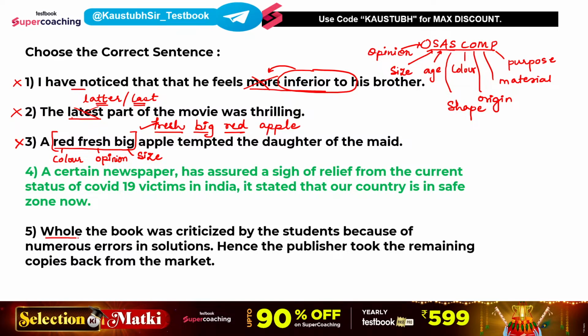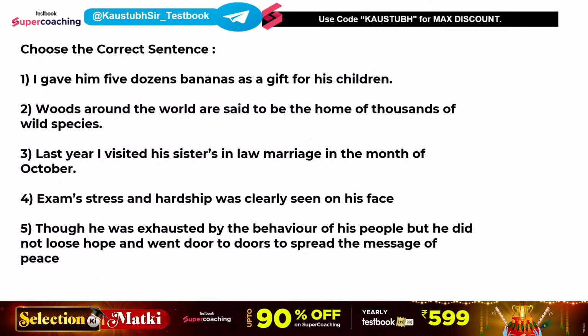And then the fifth option is wrong because it should be not "whole the book" but "the whole book". This is a very, very simple error. The whole book was criticized. The entire book was criticized by the students because of numerous errors in the solutions. So that is why option number 4 has to be the right answer, because there are errors in the other sentences. Clear? Did everyone understand? Next, same pattern. Next question.